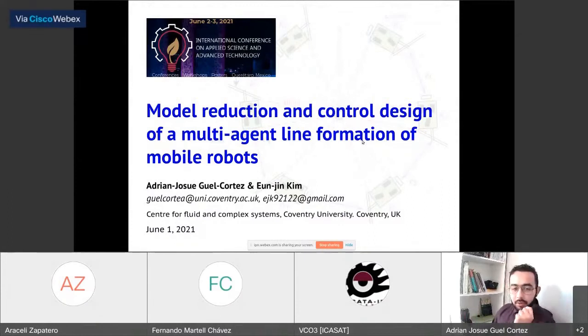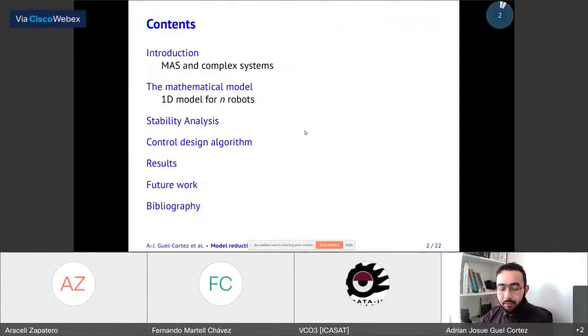Today, I want to talk about a brief aside work that I am doing in my current research and PhD work, which is the analysis of how to model multi-agent processes. So here I will try to introduce basically what is for me a multi-agent system and, more generally speaking, a complex process. Then I will try to detail the mathematical model that I propose to describe a one-dimensional model of n robots, n mobile robots.